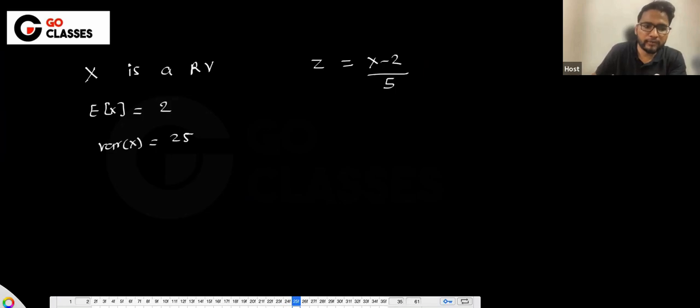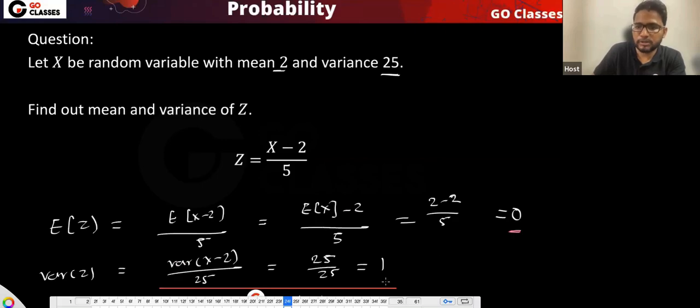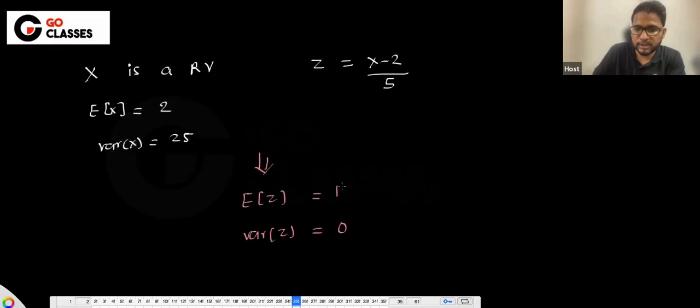And then from here, if you calculate the expectation of z and the variance of z, the expectation is coming out to be 0 and the variance is coming out to be 1. This is one of the examples that we did.